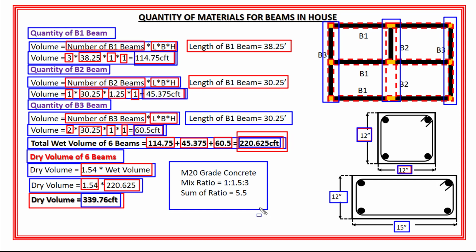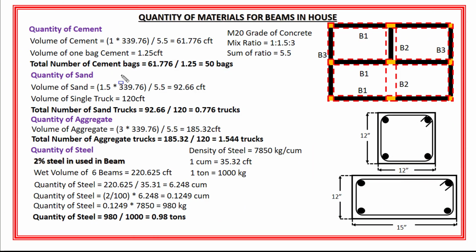Next is the information about the grade of concrete, that is, which grade of concrete is used and what is the mix ratio of that concrete grade. Okay? So in these 6 beams, M20 grade concrete is used and the mix ratio of M20 grade concrete is 1:1.5:3, right? So now I am ready to finally start calculating the quantity of cement, sand, aggregate and steel for these 6 beams. Okay? So first is the quantity of cement.